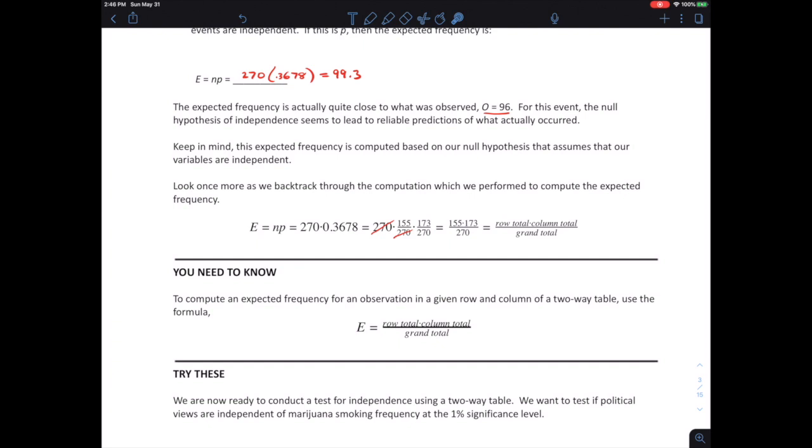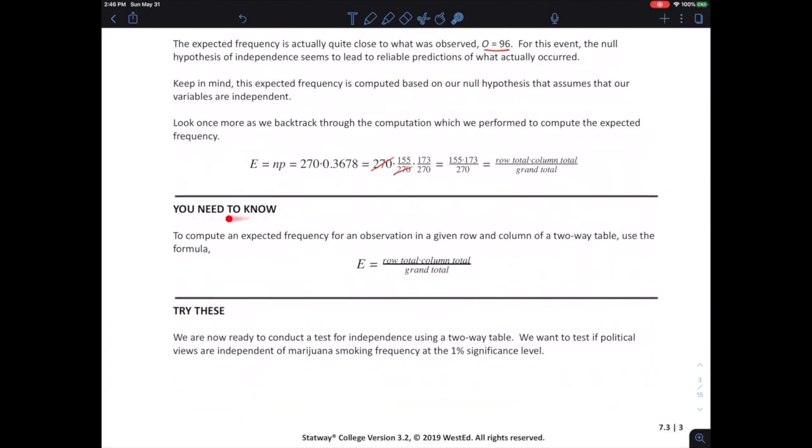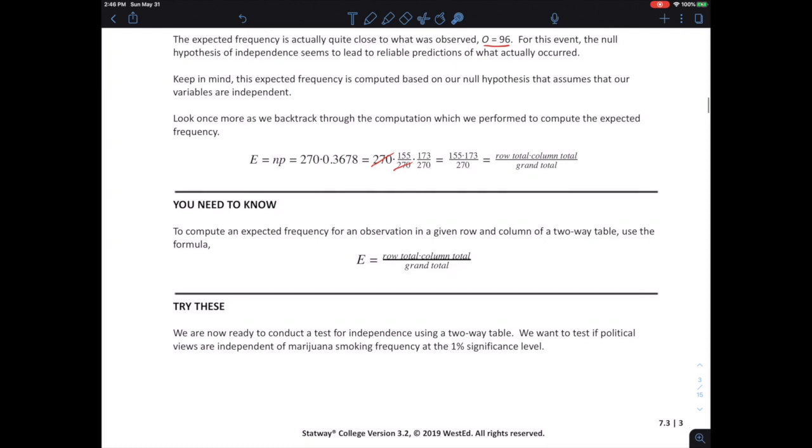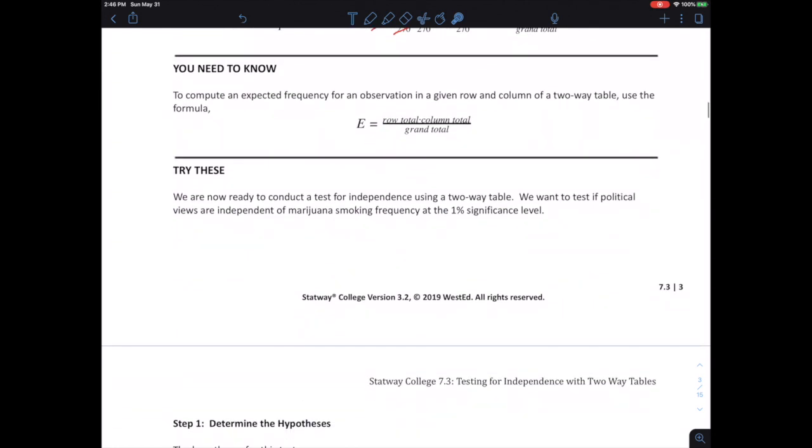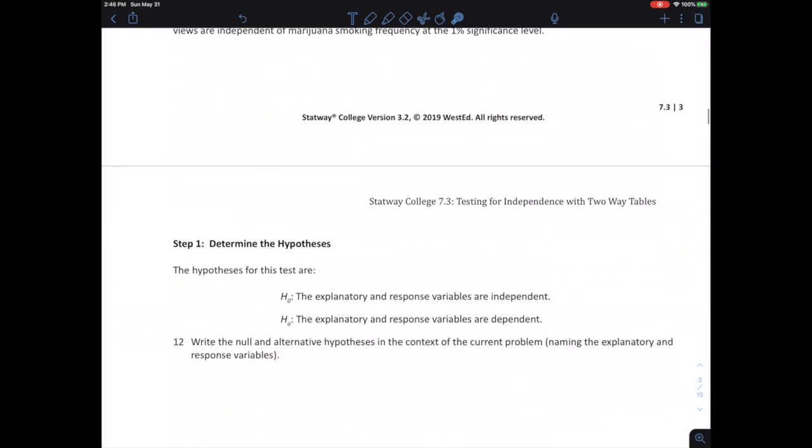So again, what you need to know is to compute an expected frequency for an observation in a given row and column of a two-way table. You use the formula: expected frequency is row total times column total over grand total. So let's try these. We're ready to conduct a test for independence using a two-way table. We want to test if political views are independent of marijuana smoking frequency at the 1% level of significance.